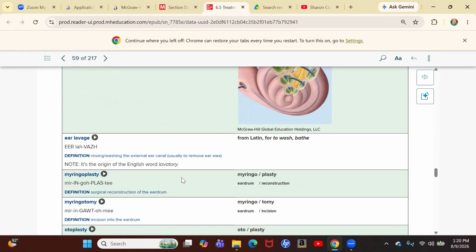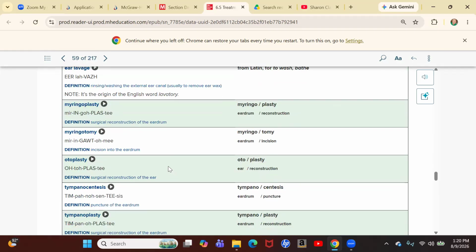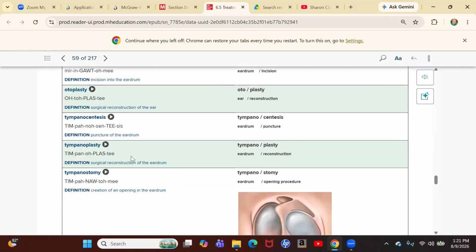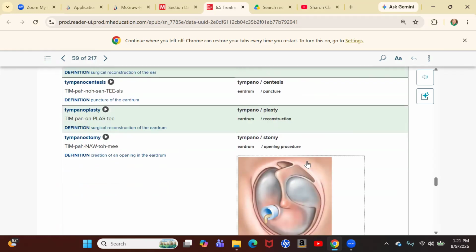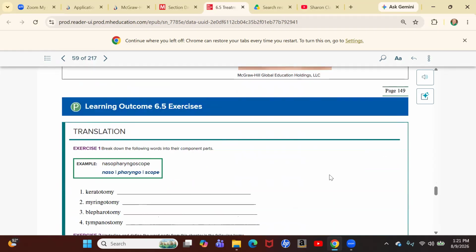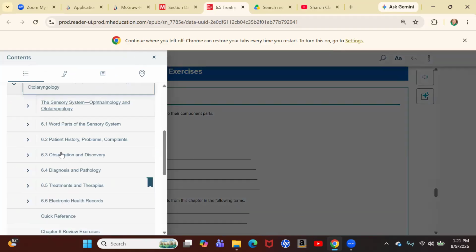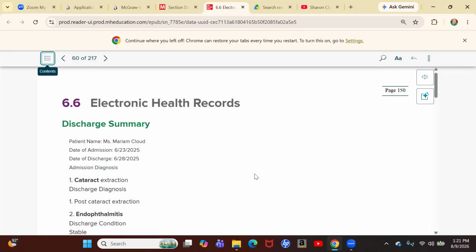Very interesting technology there. Laryngoplasties, we've talked about laryngotomies. Okay, pretty straightforward there. Again, once you learn the word parts, so make sure you're familiar with those. Here's another example of a tympanostomy that we spoke about before. And then your learning exercises for 6.5, make sure you do those.